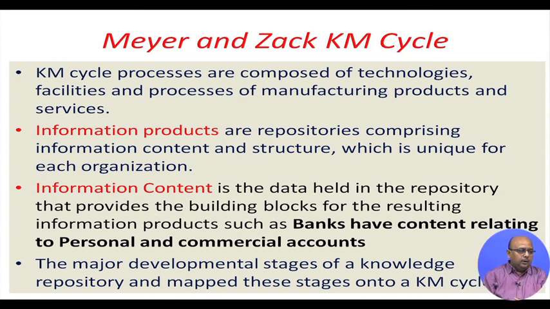Okay. So, he talks about 2 kinds of things, products and contents. Information is a product basically. For a knowledge management system, information is a product, right, because that is what you want to offer to the people. And where is it available? It is available in the repositories of the organization. And what does it include? It includes the content and the structure, and this content is available in a very structured form.